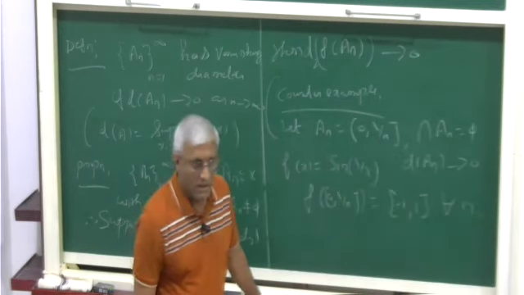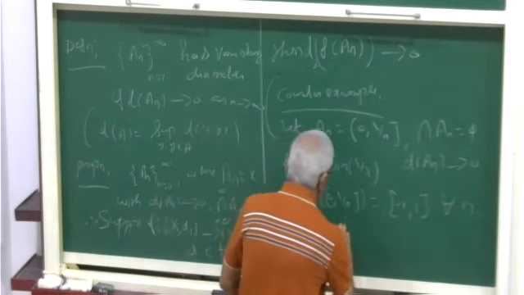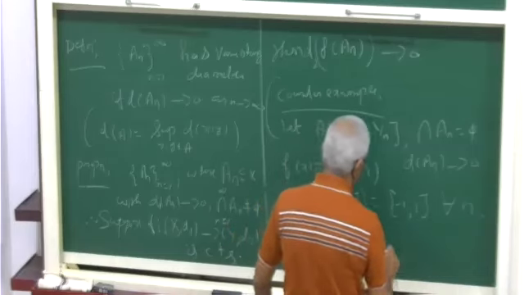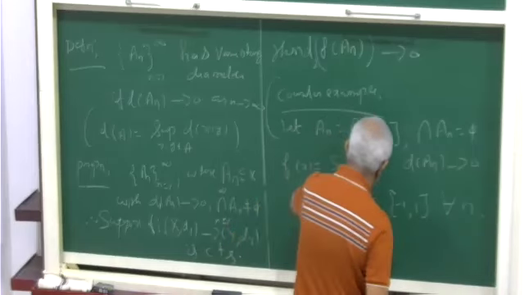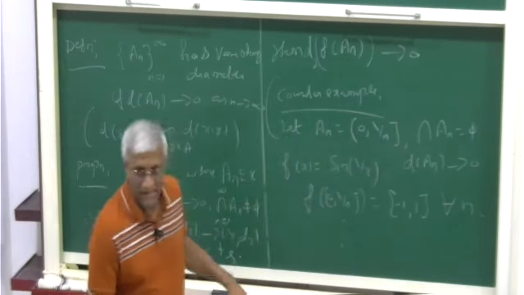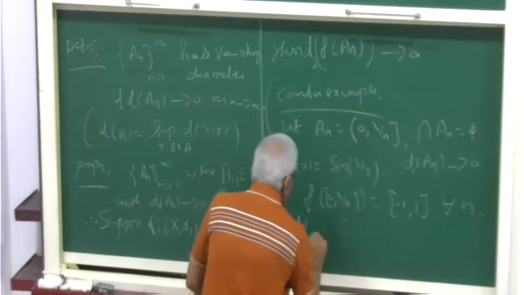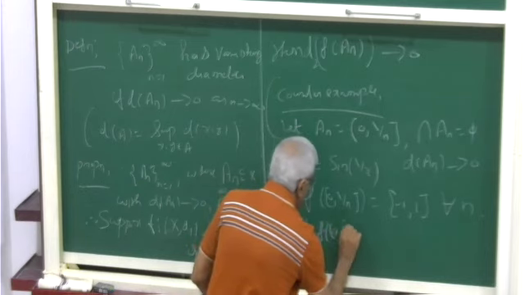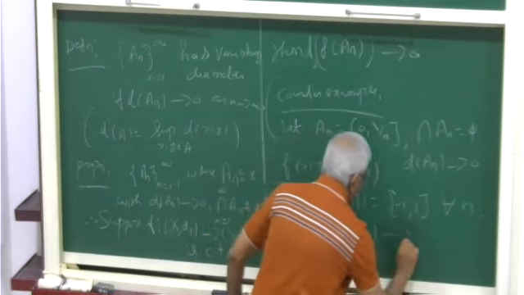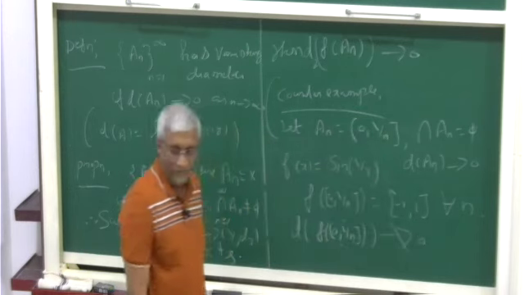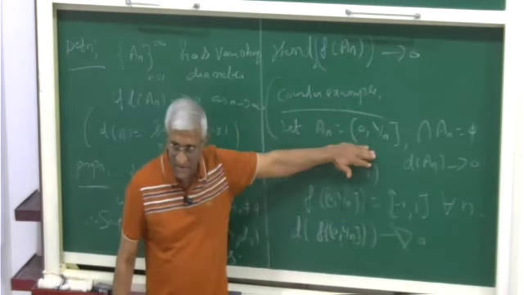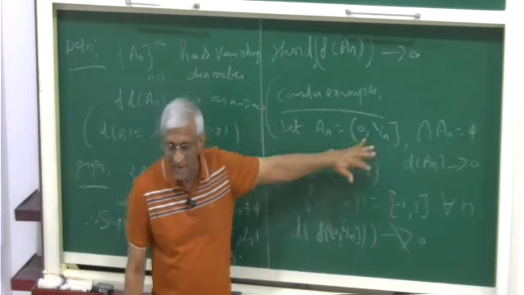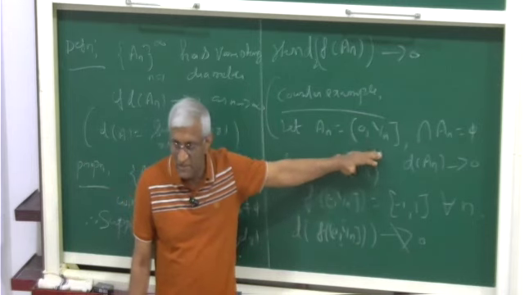Okay. So the diameter of f of (0, 1/n) does not go to 0. You just write it: the diameter of f of (0, 1/n) does not go to 0. Whereas take A_n to be this; its diameter goes to 0, of course. The diameter is just 1/n, which goes to 0.